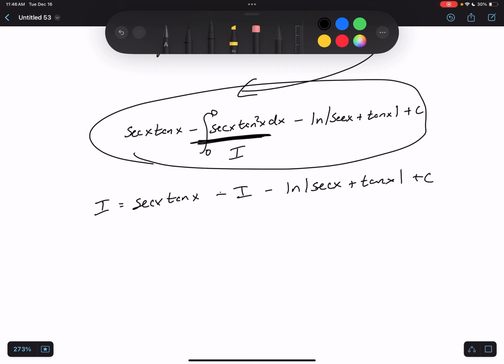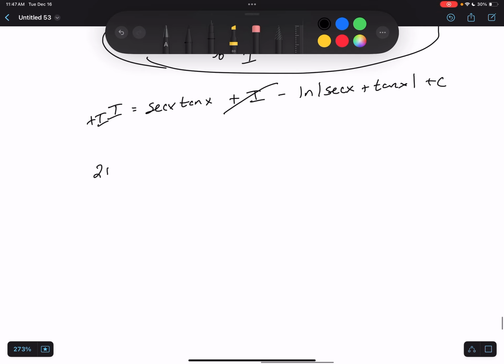Now we'll add this I on this side, and we'll add it on this side as well. That gets rid of it over there. So now we've got 2I equals secant x tangent x minus the natural log of the absolute value of secant x plus tangent x plus a constant.